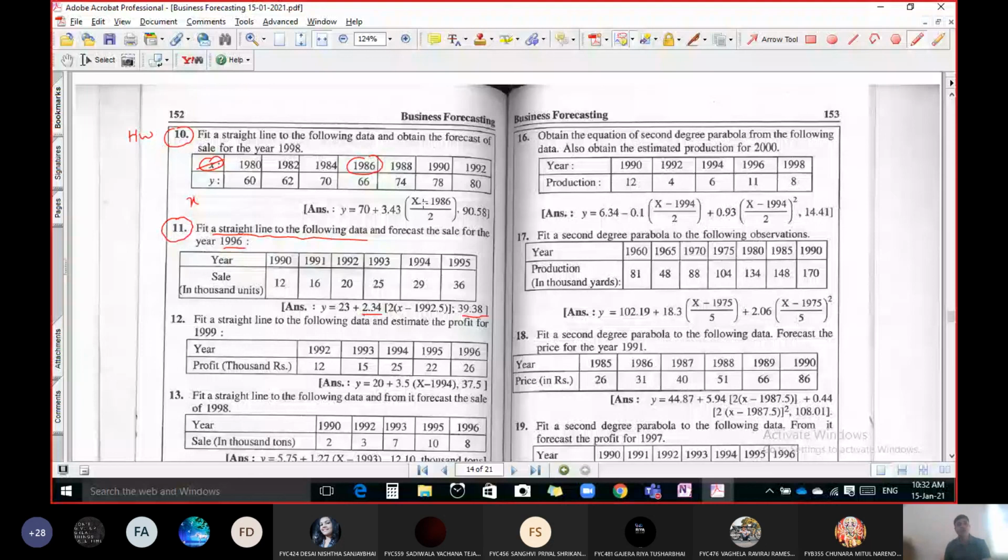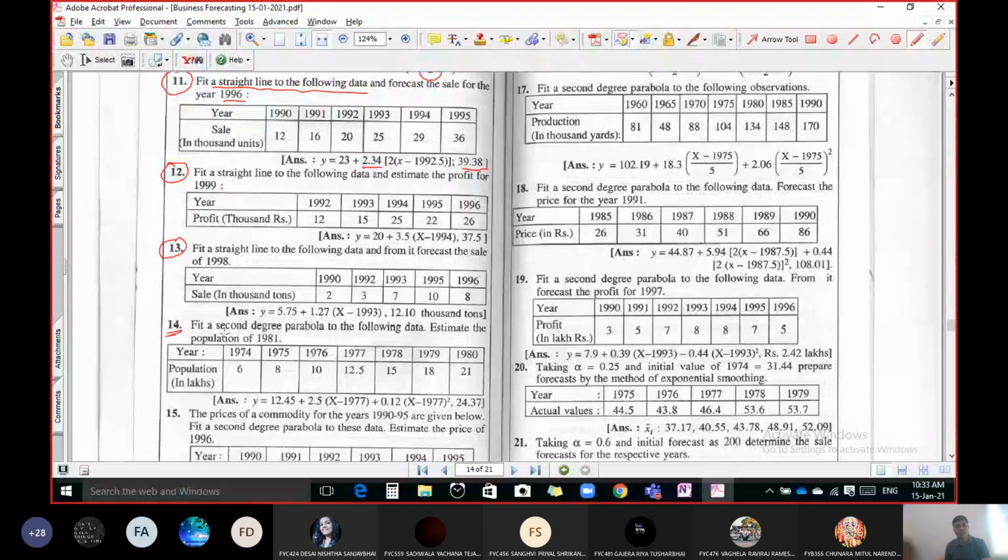Question 12 is in homework but not required to do. It's a repetition of previous questions only. So this is enough for today. From the next lecture onwards we will start the second type of example, the second degree parabola. This is a straight line up to 13. Then after that, the second degree parabola, that is nothing but a quadratic equation. How to fit a quadratic equation, that we will discuss in our next lecture.